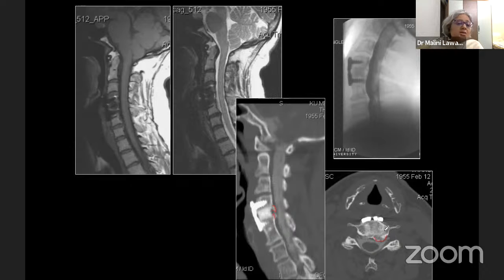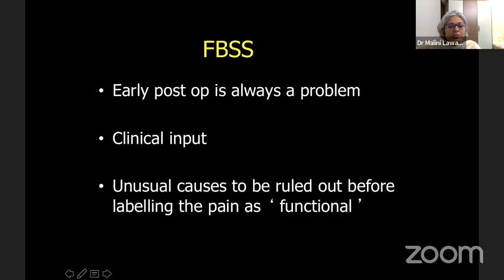So MR is good for post-operative imaging when you're looking for infection, when you're looking for epidural fibrosis versus disc, when you're looking at instability. But when you're looking at hardware complications and sometimes the osseous changes, MR may not show very well because of the artifacts, and a CT would be better. So many times we use a combination of both.